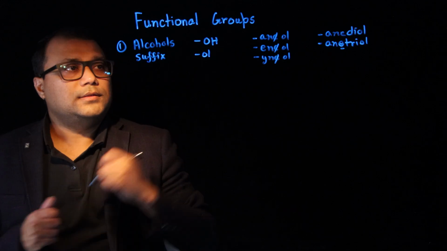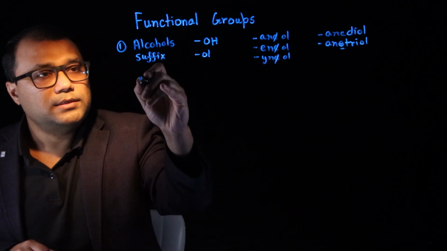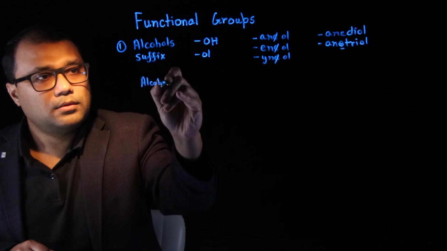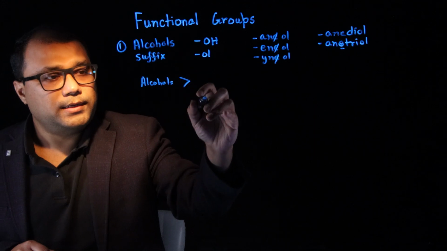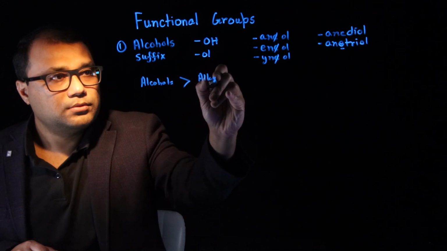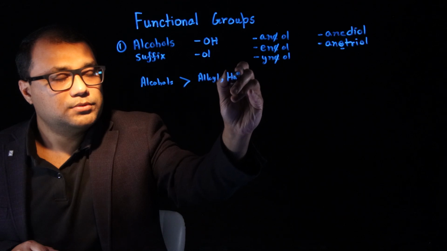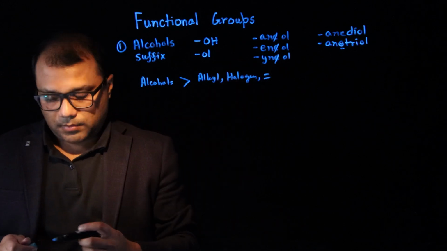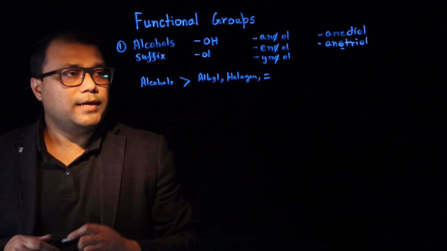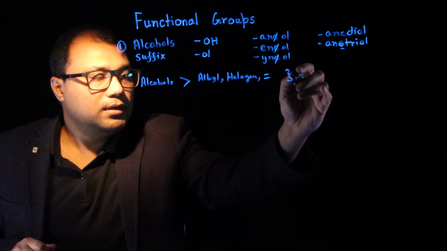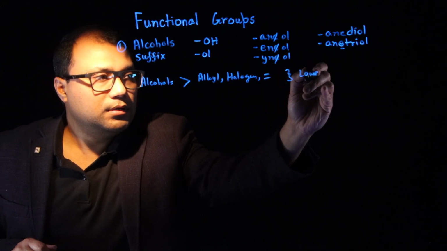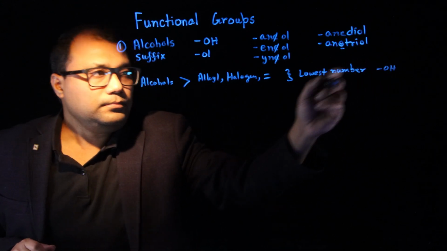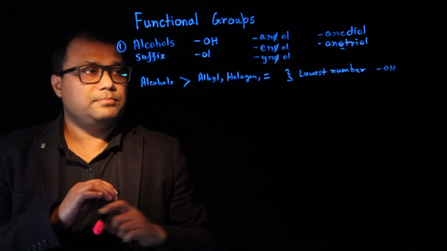Okay. All right. The next thing about this one is there is a priority. So alcohols have more priority than the alkyl groups, the halogen groups, and the double bonds. Okay? So what I mean by priority is that when we number, the lowest number goes to OH. Okay? Let's take some examples.